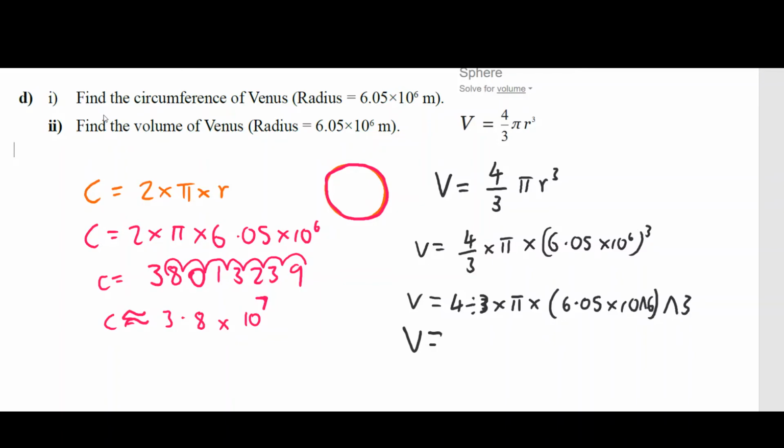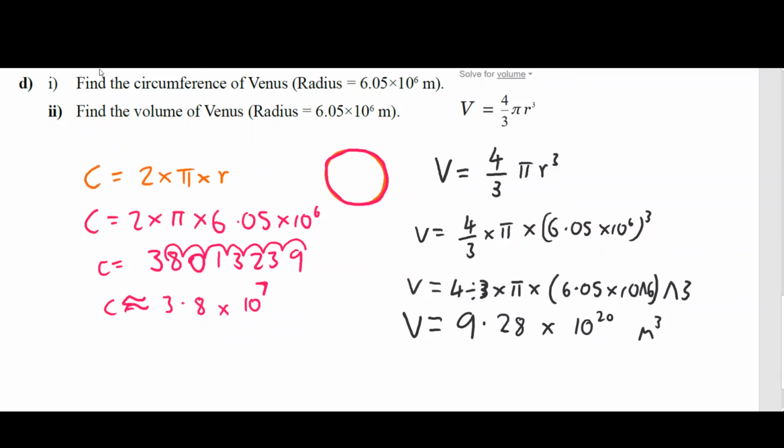Okay, and the volume's going to be 9.28 times 10 to the power of 20 meters. Okay, so very big volume there. Cubic meters, because volume is cubic meters. So 9.28 times 10 to the 20 cubic meters. And here our circumference would have been about 3.8 times 10 to the 7 meters.